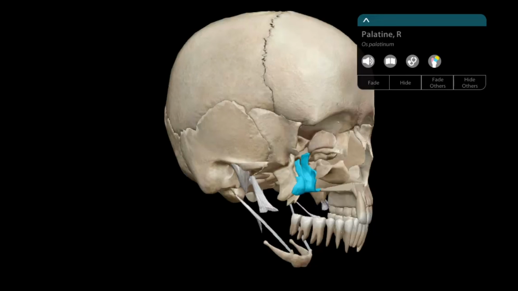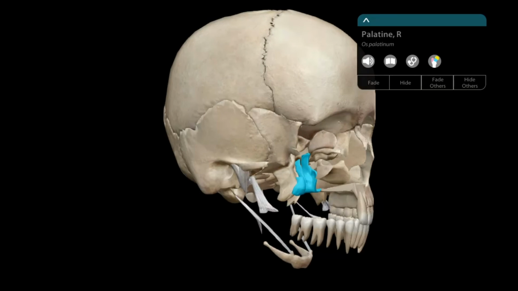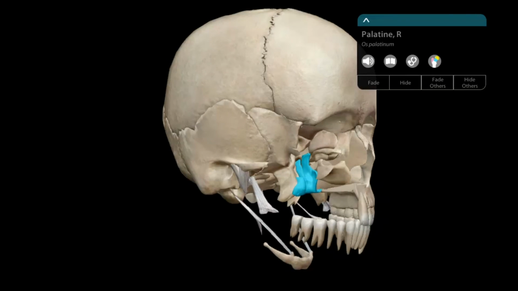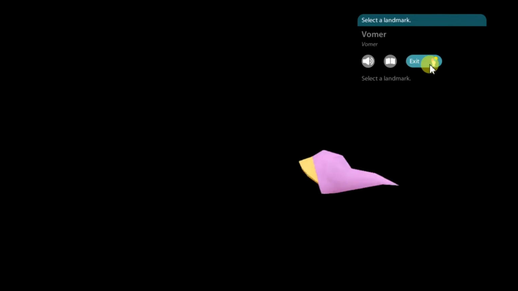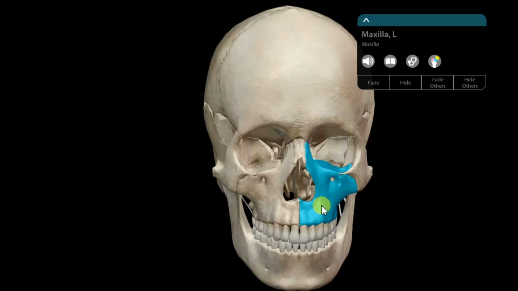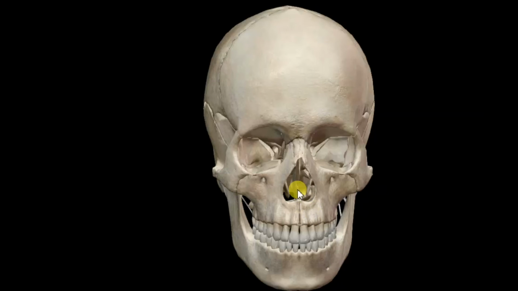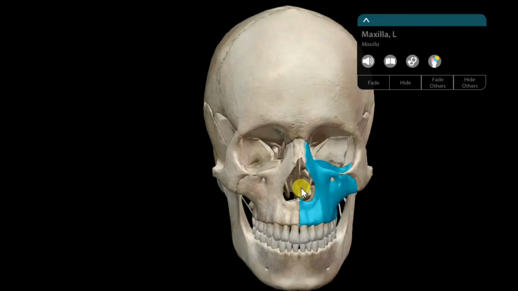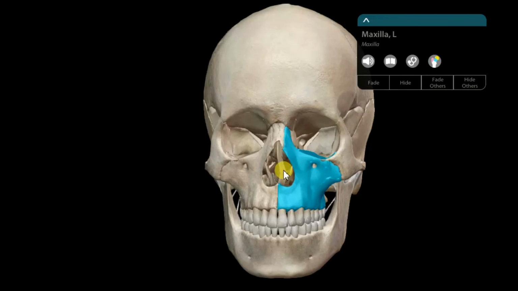This is about the palatine. Let's go back to the bone and see the last part. The last part will be the vomer, and it doesn't have a lot of features, but this is the body. It makes the articulation with the maxilla and palatine bone, and also the alae of the vomer make the articulation with the sphenoid. So as we see, the vomer makes articulations with the maxilla, and at the same time with the palatines and the sphenoid bone.